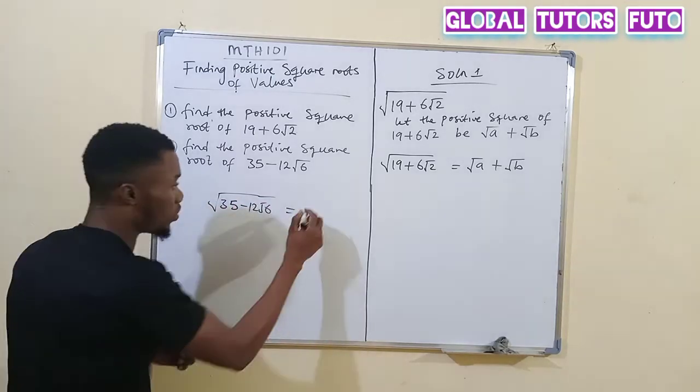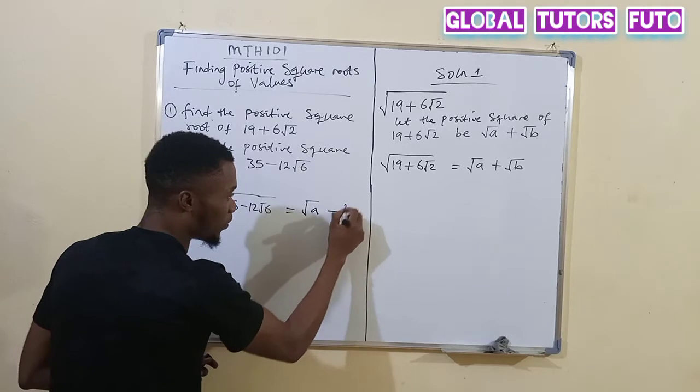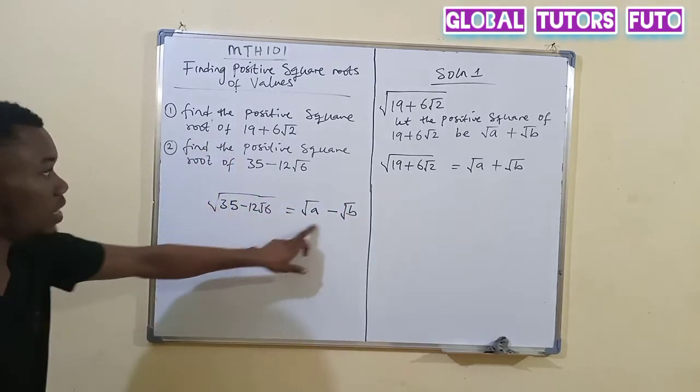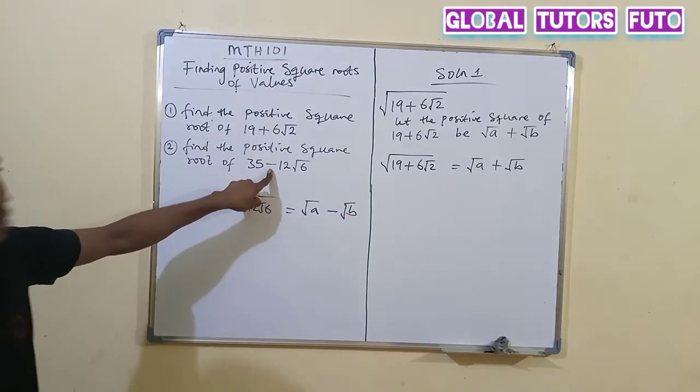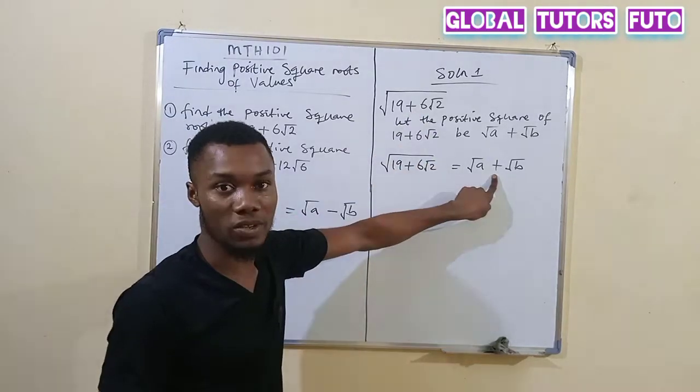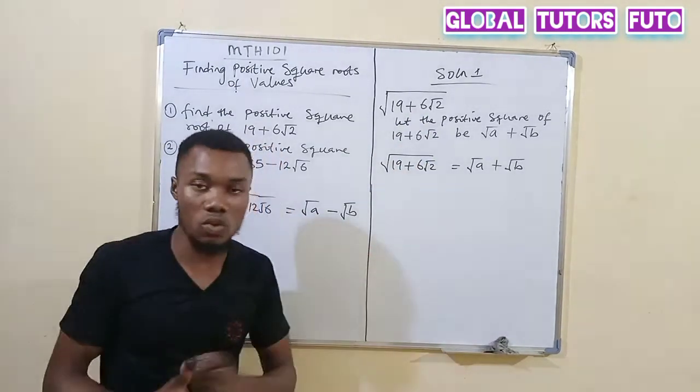This will now be equal to what? Sod a minus what? Sod b. The reason why this one is minus is because there is minus here. Now for this one we have plus, so I'm using plus here. So at this point now, what do you think we can do?